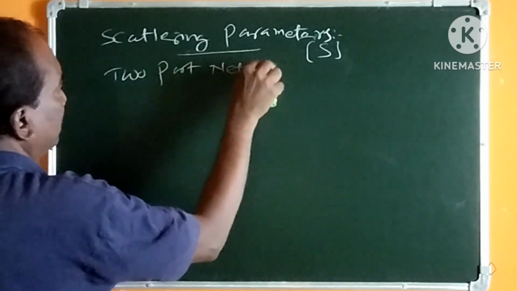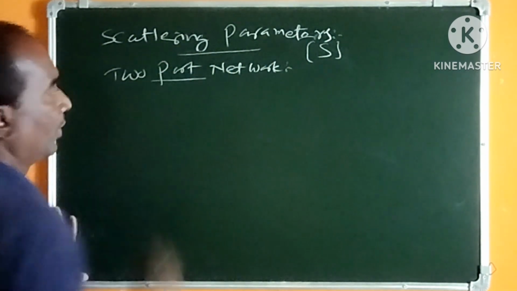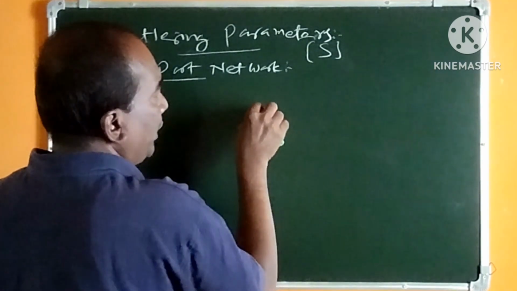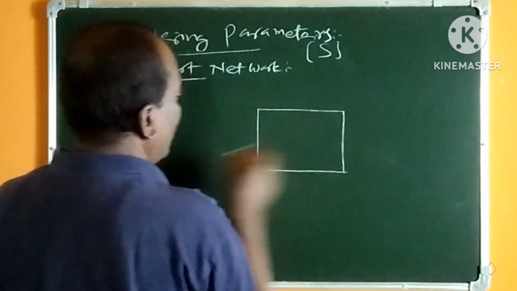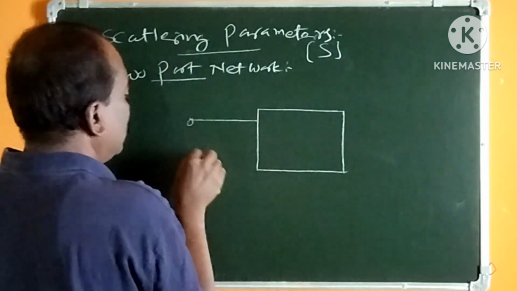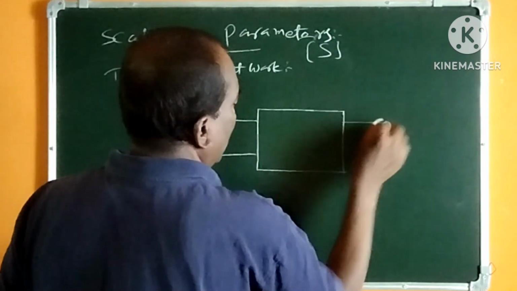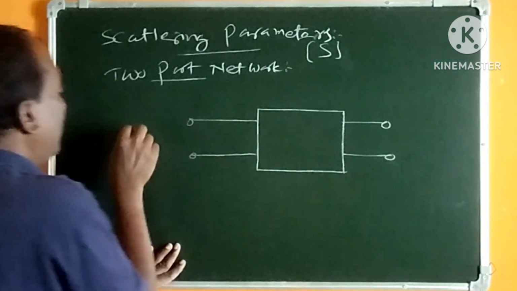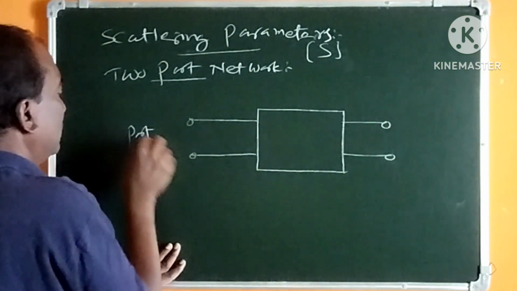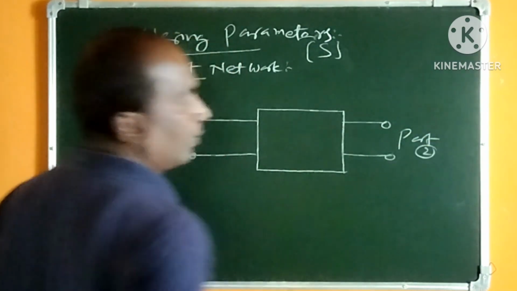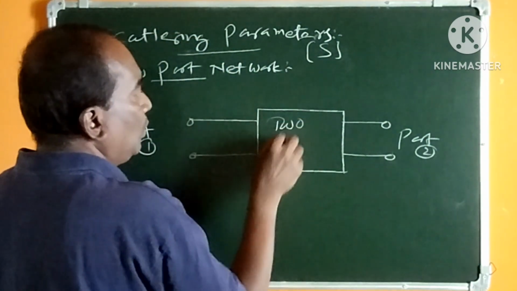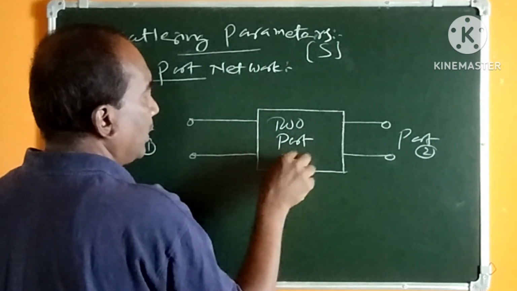Two-port network. Let me consider a two-port network device, which has the input port and output port. Let this be port 1 and this be port 2. It is a two-port network.